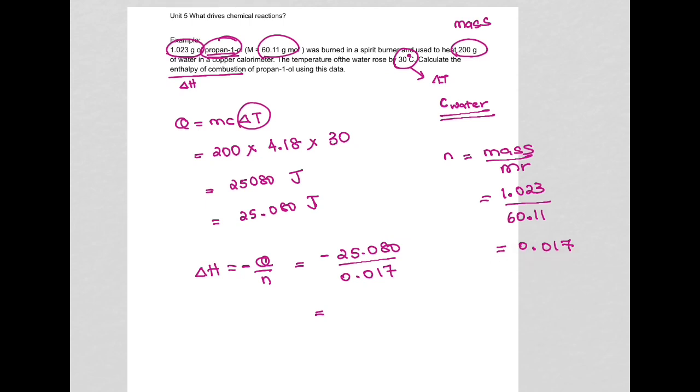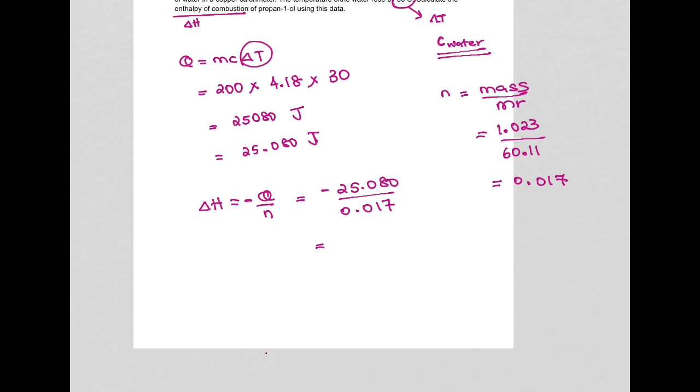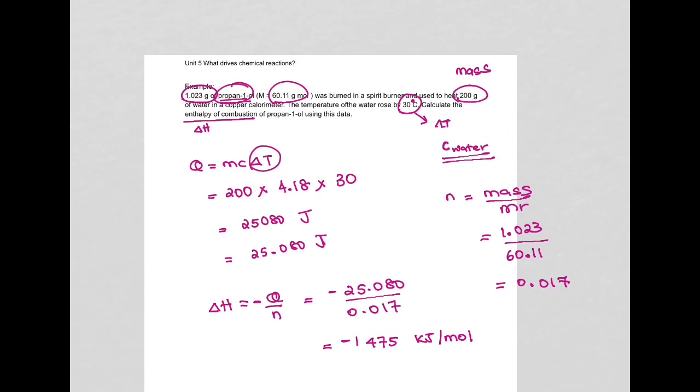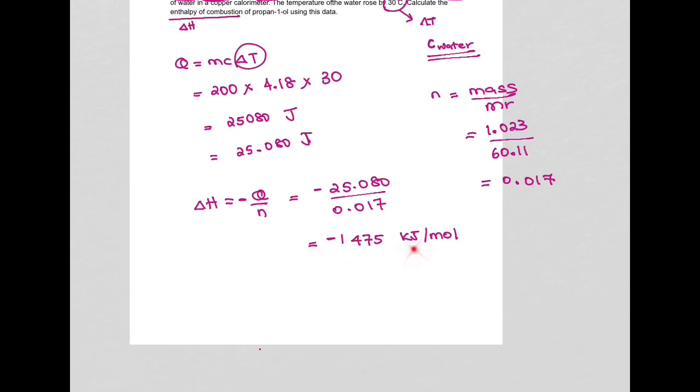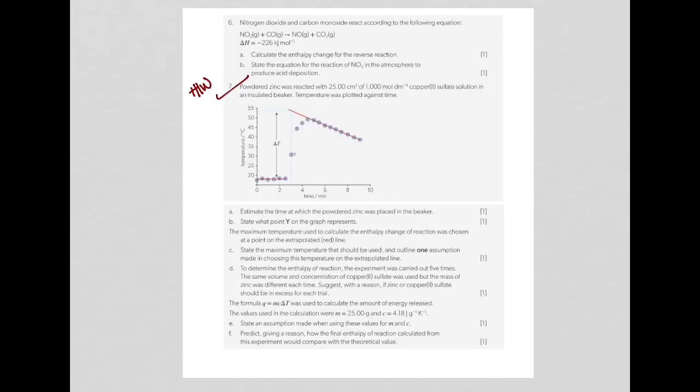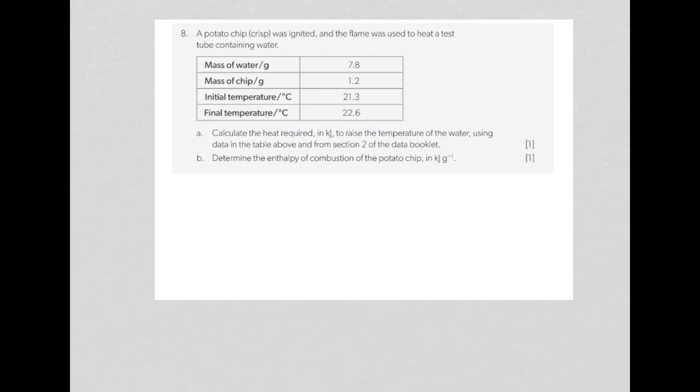So I do minus Q divided by n, and I will get delta H. So this is the value of delta H, and you can see here delta H is negative. It must be negative because this is enthalpy of combustion. So this is exothermic, heat is liberated to the surroundings. Delta H must be negative. As homework for this section, you will do number 7 and number 8. This is going to lay the foundations for you to do your practicals this week properly.